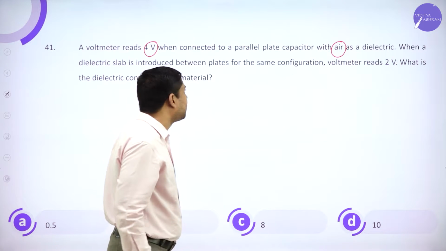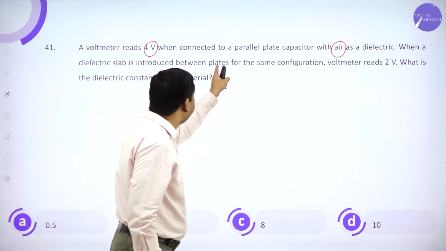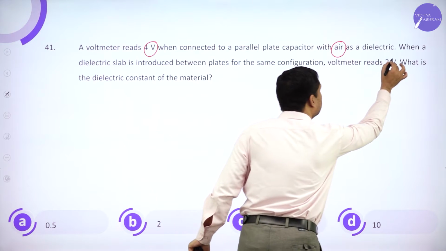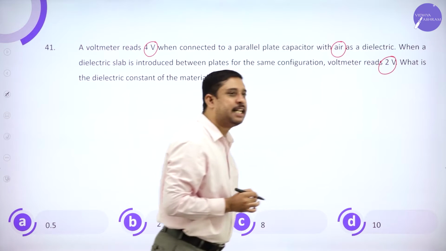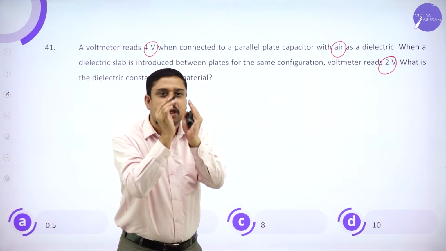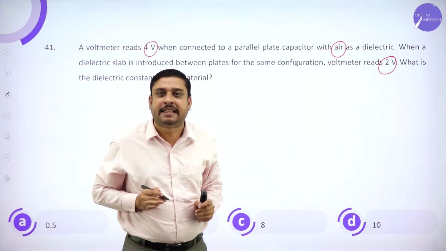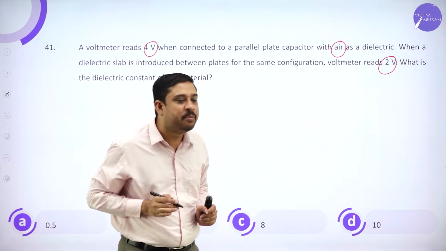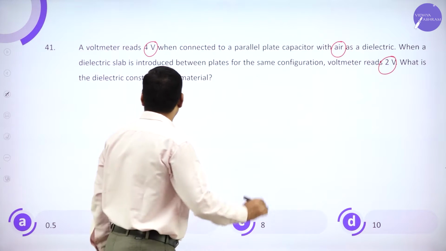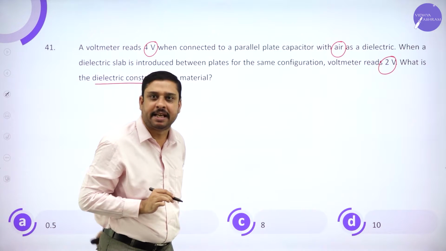When a dielectric slab is introduced between the plates for the same configuration, the voltmeter reads 2 volts. ಅಂದ್ರೆ ಸೆಕೆಂಡ್ ಕೇಸಲ್ಲಿ ಒಂದು ಮೆಟೀರಿಯಲ್ ಮೀಡಿಯಂ ಇರ್ತಿದ್ವಿ. ಆ ಎರಡು ಪ್ಲೇಟ್ಗಳ ಮಧ್ಯೆ ಒಂದು ಮೆಟೀರಿಯಲ್ ಮೀಡಿಯಂ ಅನ್ನು ಇಟ್ಟಾಗ ವೋಲ್ಟ್ ಮೀಟರ್ ರೀಡ್ಸ್ 2 volts. What is the dielectric constant of the material?